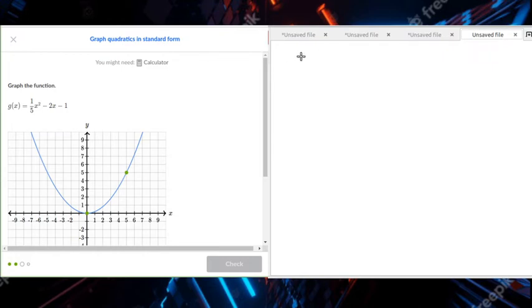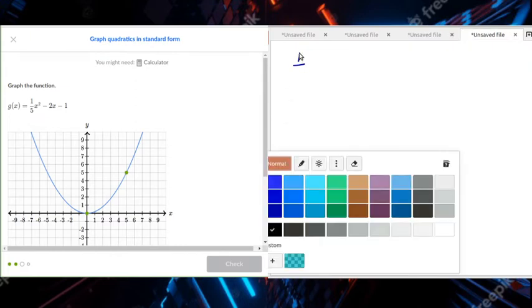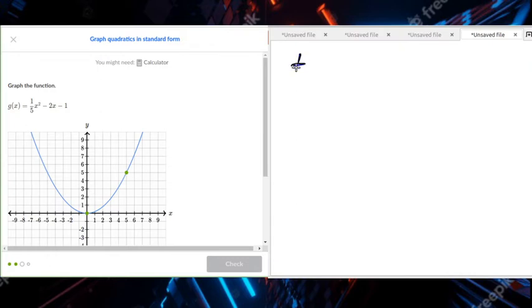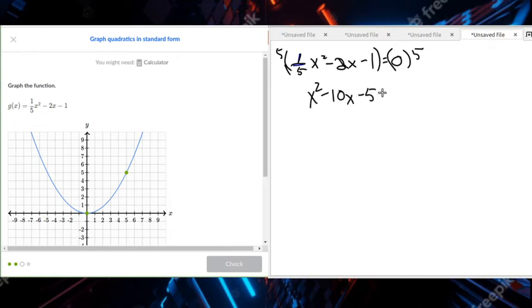And I tell my students that if we are in a testing situation, just don't even worry about it. Just use the quadratic formula if you feel comfortable with it. 1/5 x squared minus 2x minus 1. We're going to find the zeros for that, and I'm going to multiply everything by 5 here. We're going to end up with x squared minus 10x minus 5 is equal to 0.